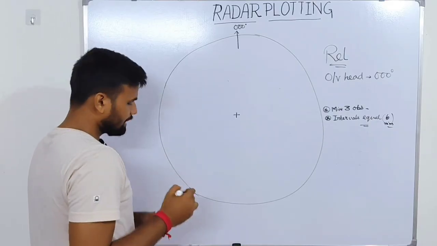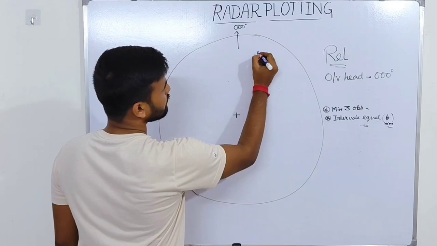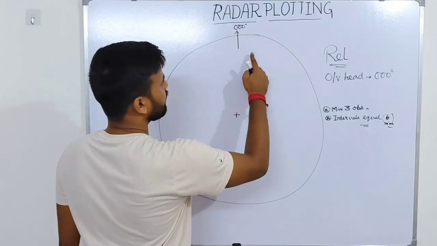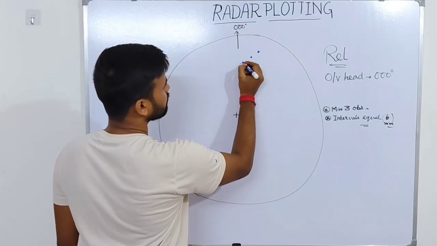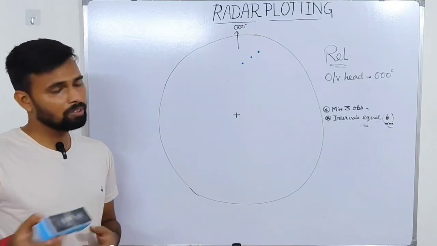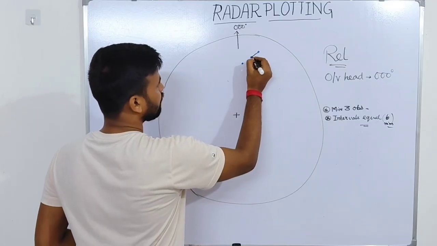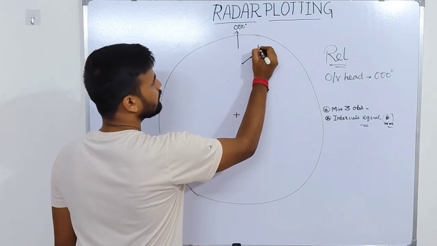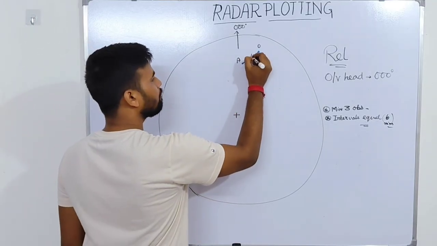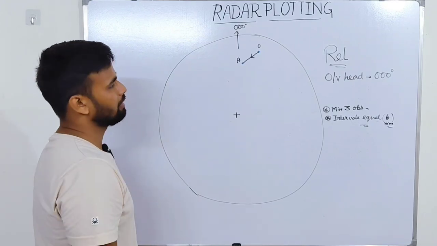Okay, so let's take, we got 3 observations ahead of us, that is this one, this one, this one. Okay, got 3 observations, and if we join these 3 observations we'll get a line. Here the initial point is known as O, and the final point as A. This OA we have seen in the previous video. This OA is the relative approach of the target vessel.